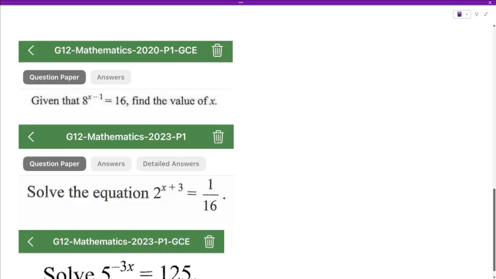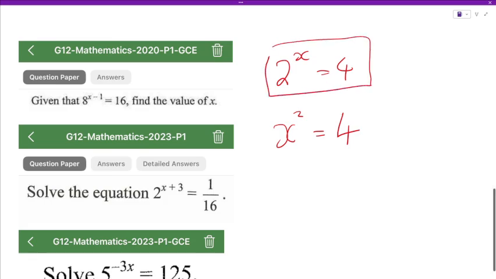So under equations involving indices, you have two formats. Either you have something like 2 to the power x is equal to 4, or you could have x to the power 2 is equal to 4. Let me put a 4 there. You could have one where the unknown value x is on the power side, or it's on the side of the base.